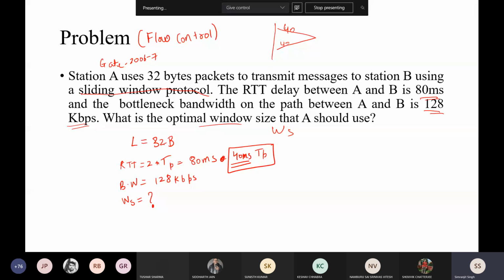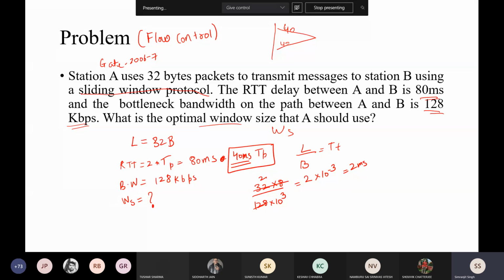Now what is my TT here? TT is the length over bandwidth. What is my length here? Length is 32 bytes over 128 kilobits per second, so it is 10 raised to power 3. This is in bytes, so I am multiplying it by 8 to convert it into bits. 128 to the 256, so that it can be easily cancelled here. So 2 into 10 raised to power minus 3, it will be 2 milliseconds.